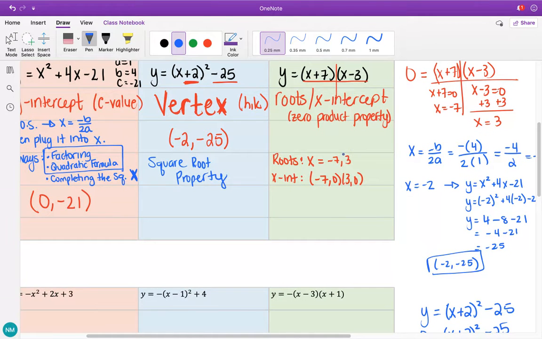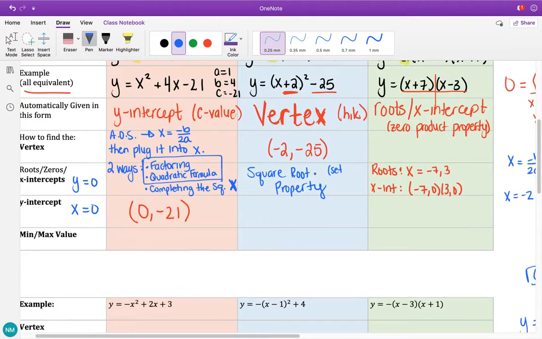So you should get the same thing. So weird. Got the same answer. And I'm going to put here set. We're finding the x-intercepts, so y equals 0.